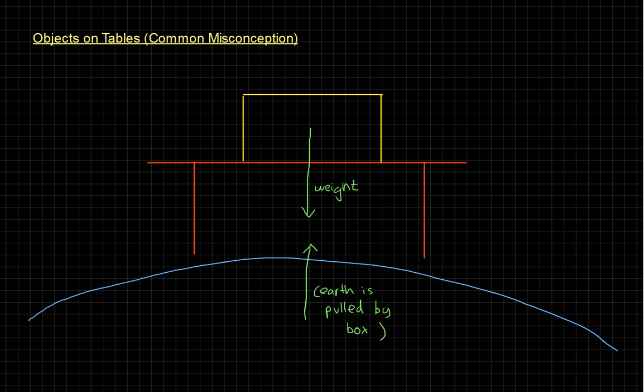Then we've got a second pair of equal and opposite forces. We have the reaction force of the table pushing up on the box, so that's the reaction. And additionally, we've got the box pushing on the table. So this is box pushing on table.